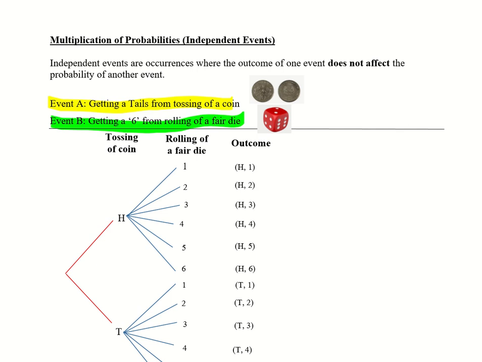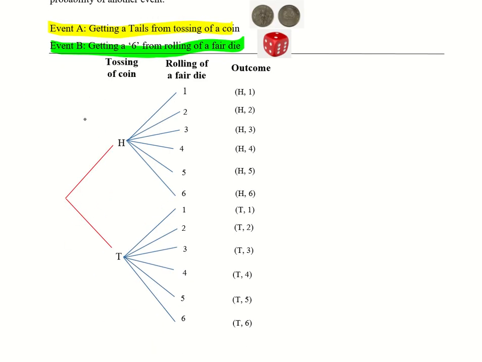So right now we will ask ourselves why we want to multiply. Before I come to that, let's take a look at the tree diagram. The first event has heads and tails, and the second event, event B, is the rolling of a fair die, 1 to 6. If we list out the outcomes, we have a total of 12 possible outcomes. The tail 6 is 1 out of a total of 12 possible outcomes, which gives us 1/12. So then you ask yourself, why multiply?